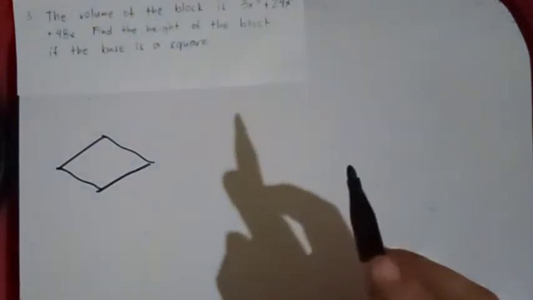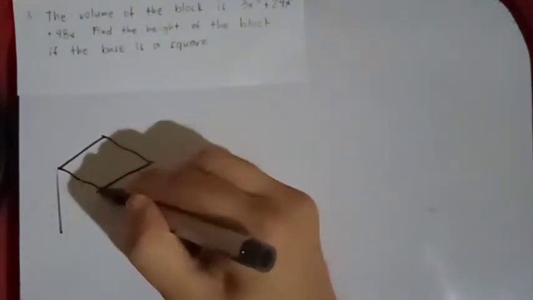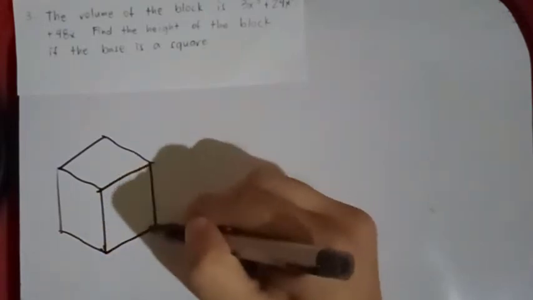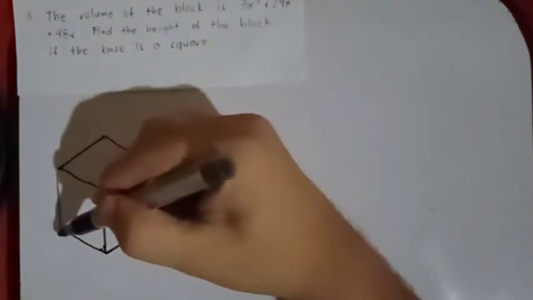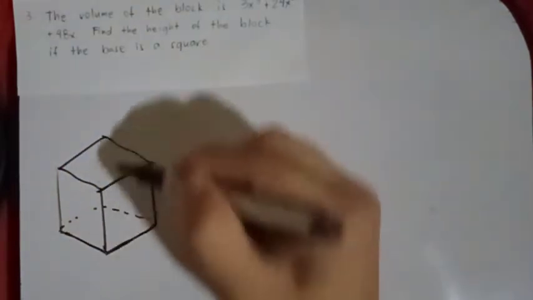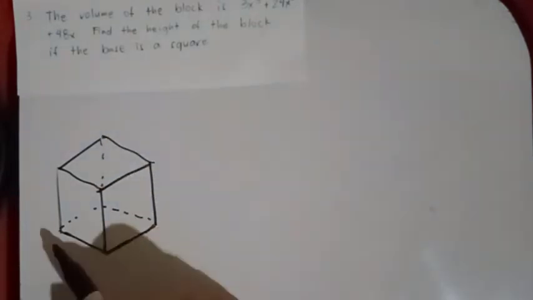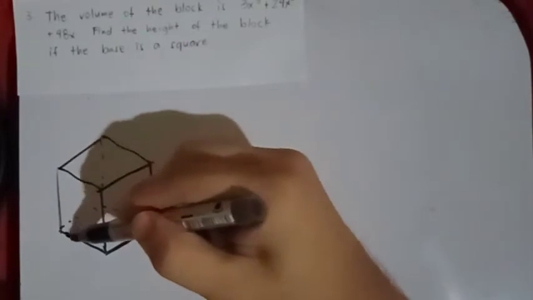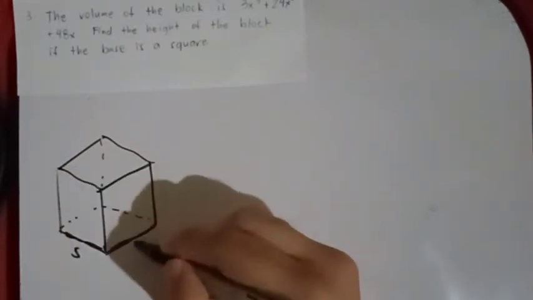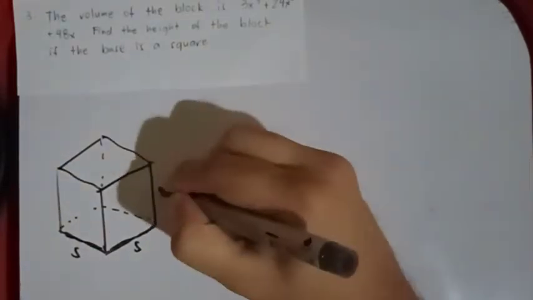So meaning to say, yung base ng block ay square. Okay? So dahil square yung base, ito yung base niya, square. Ayan, ito yung square base niya. So dapat dahil square base siya, dapat pares yung sukat nito at saka ito. Okay? Dapat pares yung sukat niya. So S, isa pang S, and then yung hinahanap natin na height ay ito.